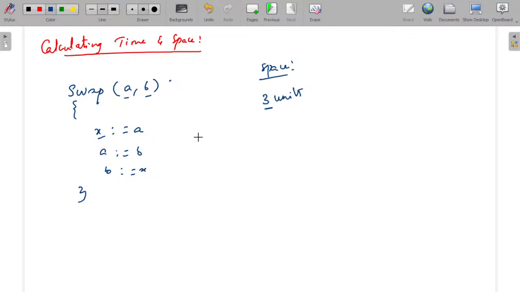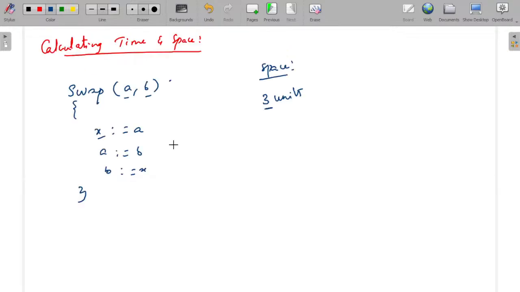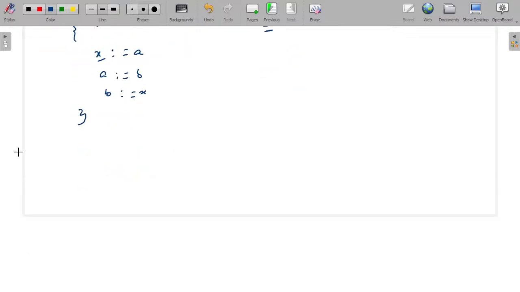Now let's see how we can perform the sum of n given numbers. Let me take a different algorithm now. I'll write the algorithm here. I have an algorithm called sum of all, which will take the size of the array, and also take an array as input.